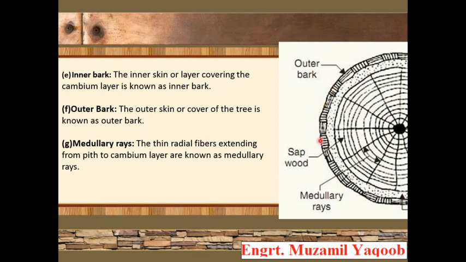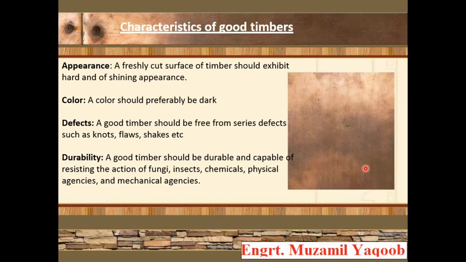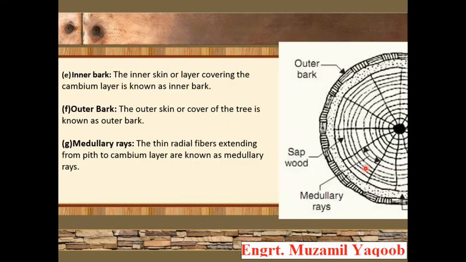Then comes the medullary rays. You can see the area which is pointed, the thick radial fibers. The thick radial fibers extending from the pith, this area is known as pith, to the cambium layer. As I discussed in the previous slide, this area is known as the cambium layer. These fibers are known as medullary rays. So this was all about the inner structure of the wood.